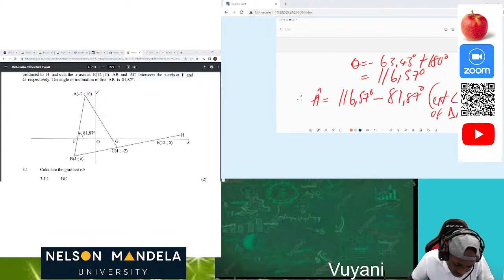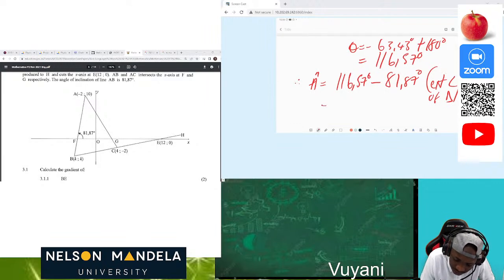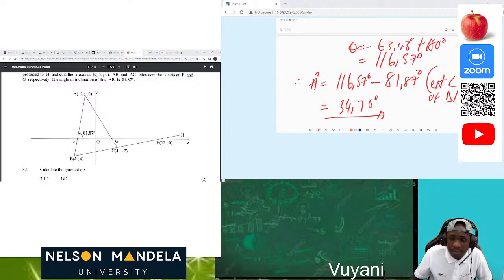So now we have our angle of A. Now we subtract there. Then that will be 70, then 83, then we have our 34,70 degrees. So our angle A will be 34,70. Then we are done with that question.